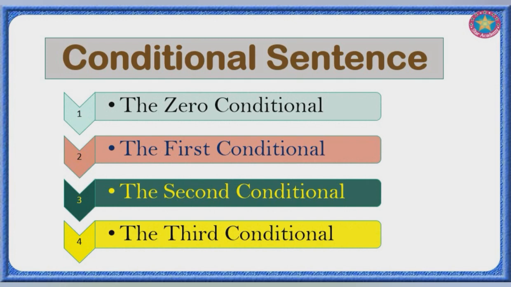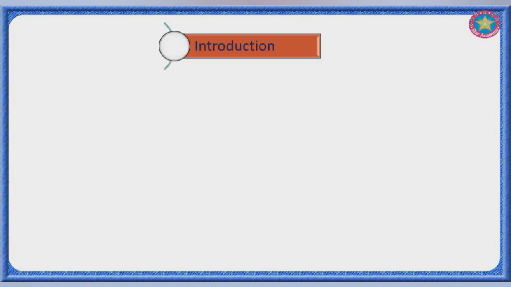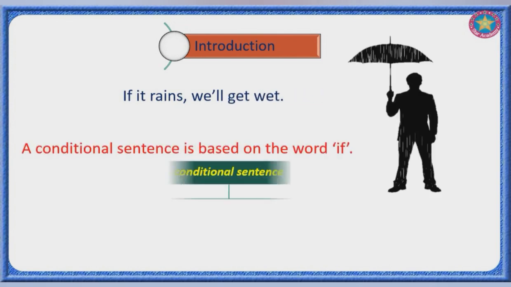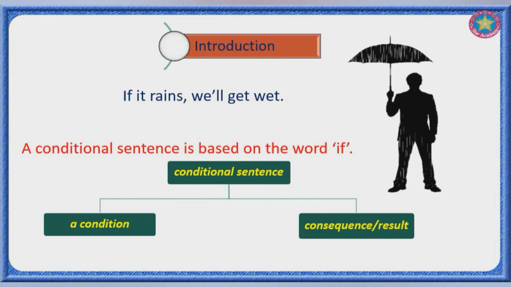Conditional sentences are statements discussing known factors or hypothetical situations and their consequences. Complete conditional sentences contain a conditional clause, often referred to as the if clause, and the consequence. A conditional sentence is based on the word if. There are always two parts of a conditional sentence. One part beginning with if to describe a possible situation, and the second part which describes the consequence or result.